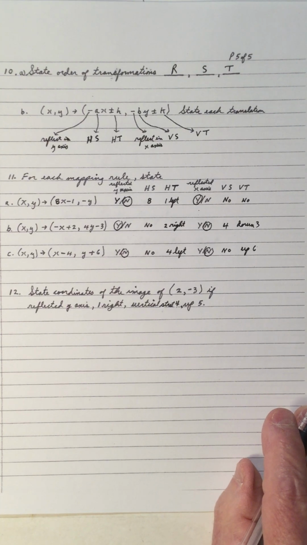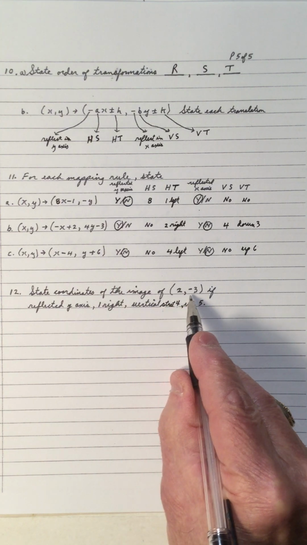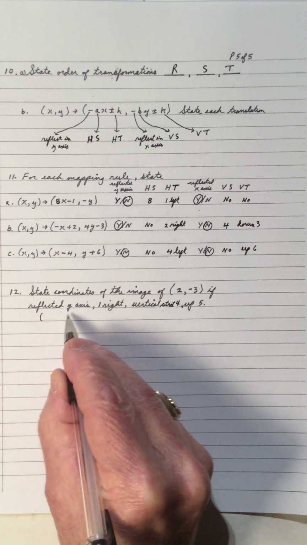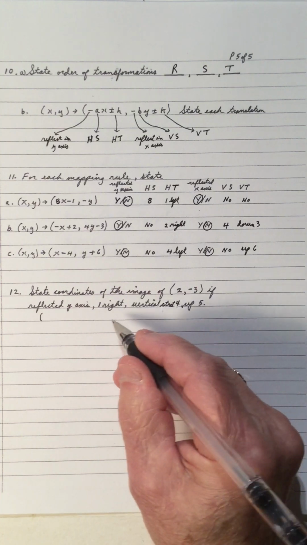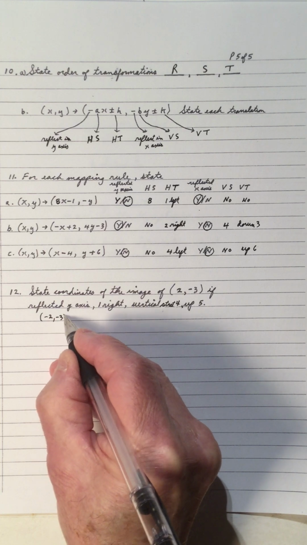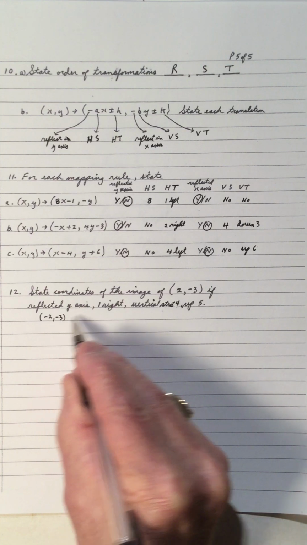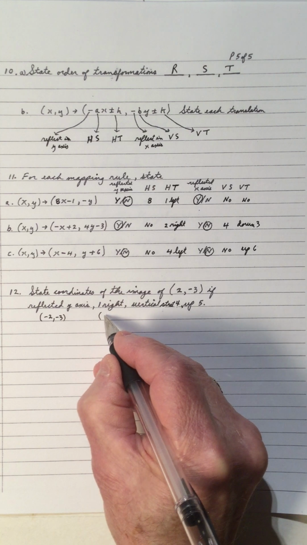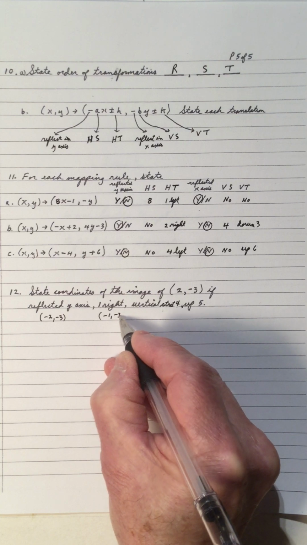Now, here we go. Let's state the coordinates of this point. State the coordinates of the image of 2, negative 3 if reflected in the y. So if it's reflected in the y-axis, you're changing the x. So it's negative 2, negative 3. Now, you're going to take this point and move it 1 right. If you move it 1 right, you're affecting the x. So negative 2 plus 1 is negative 1. But you're not changing the y.